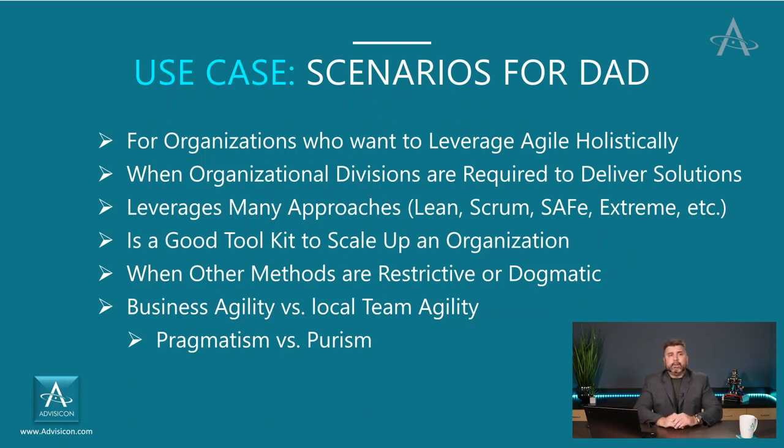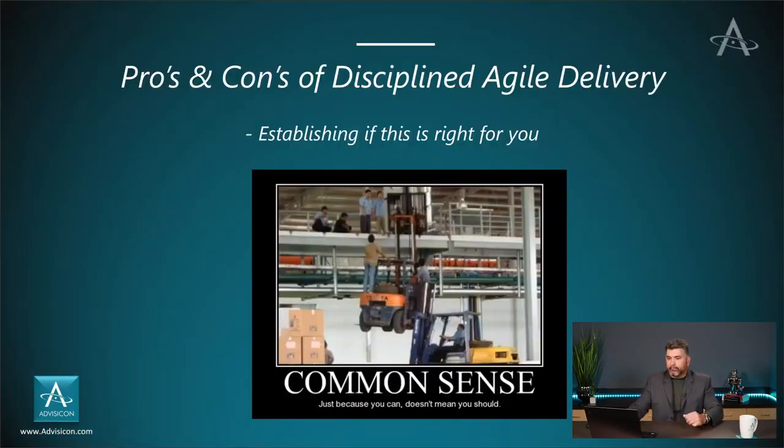So that business agility versus local team agility is important. And again, we talk about that pragmatism versus purism. If you dogmatically or puristically stick to something, it might work for some scenarios or certain parts of the organization, but there may need to be similar pieces but more flexible models. So the whole idea of disciplined agile for delivery is something that you can look at helping to scale organizations.